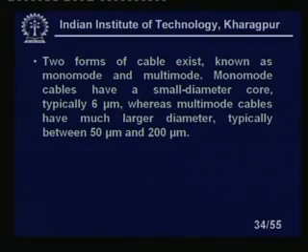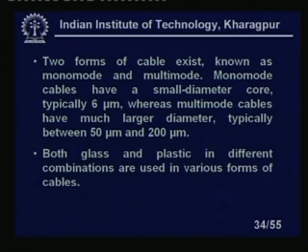Okay. Monomode cables have a smaller diameter core, typically 6 micron, whereas the multimode cables have much larger diameter, typically between 50 micron and 200 micron. Both glass and plastic in different combinations are used in various forms of cables. We can use glass or plastic.